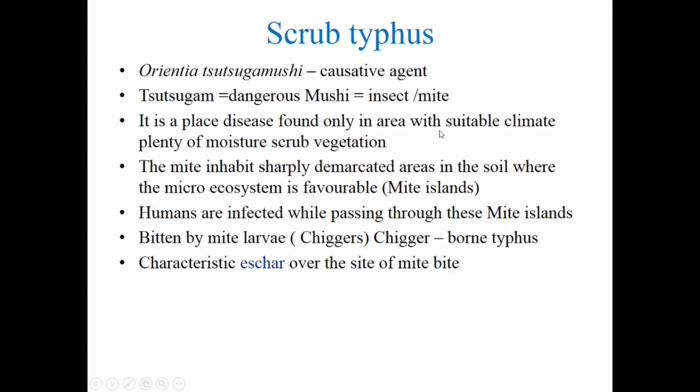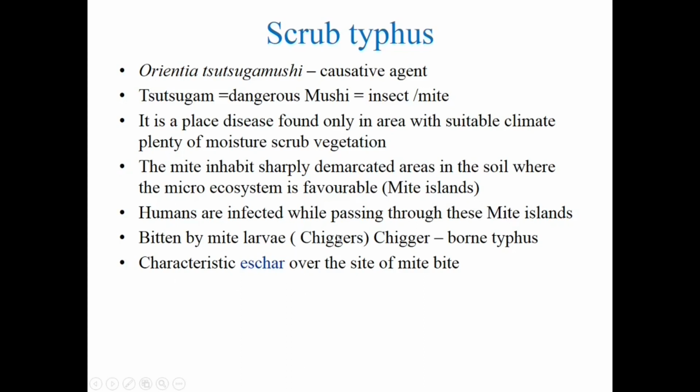It is found only in certain areas where the climate is suitable for the organism to survive and where there's a lot of scrub vegetation. So it is very common in places where you have scrub vegetation. These mites inhabit sharply demarcated areas in the soil where the microecosystem is favorable. They are called mite islands. Humans are infected while passing through these mite islands. They are bitten not by the mite as such, but by the larva of the mite.